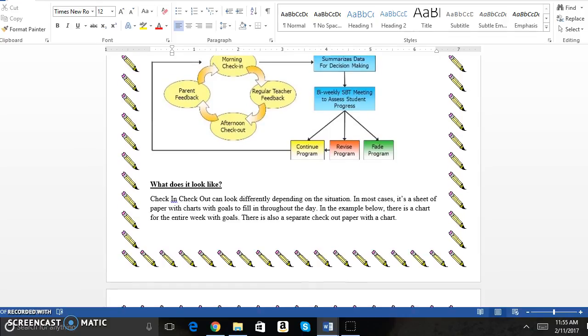Check-in, check-out can look different depending on the situation. In most cases, it's a sheet of paper with charts with goals to fill out throughout the day. A lot of times it's compared to a friendlier version of a report card.